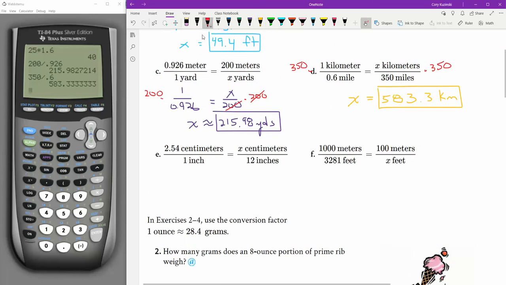Multiply by 12 to get rid of this 12. Do the same thing on both sides. This is that conversion factor that we saw in today's lesson. 12 times 2.54 is 30.48. X is 30.48 centimeters.